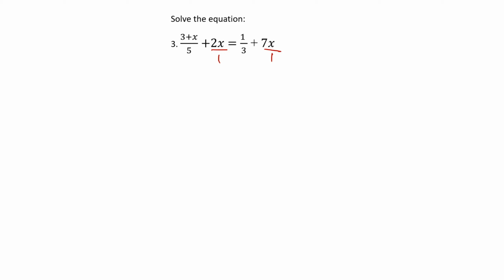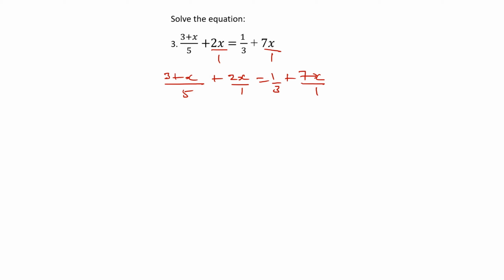So if we can write this again for understanding purpose, let's rewrite this as 3 plus x all over 5 plus 2x over 1 is equals 1 over 3 plus 7x over 1. So here we find the LCM of 5, 1, 3, and 1. There is no common factor, so we multiply the denominators first to get our LCM. 5 multiplied by 1 is 5, 5 multiplied by 3 is 15, 15 multiplied by 1 is 15.